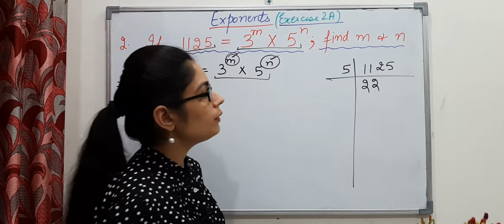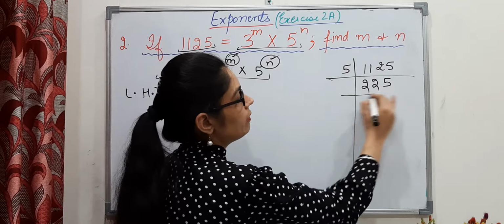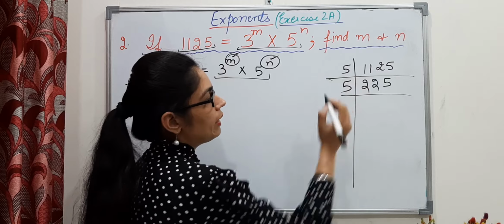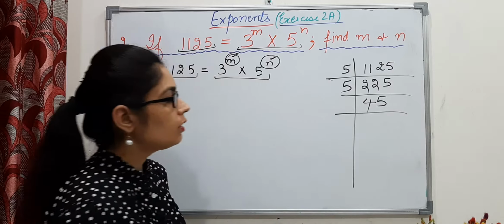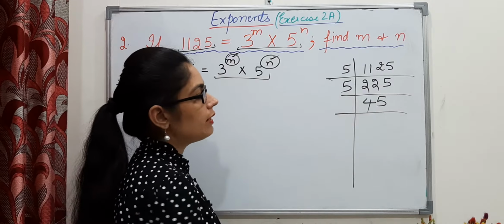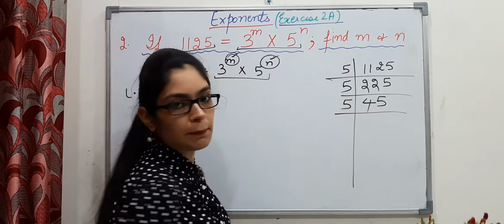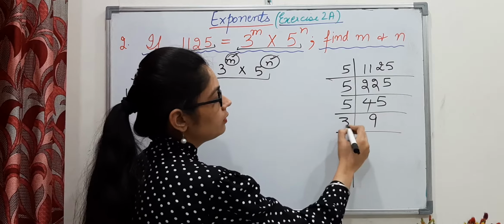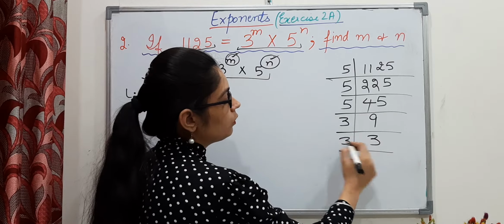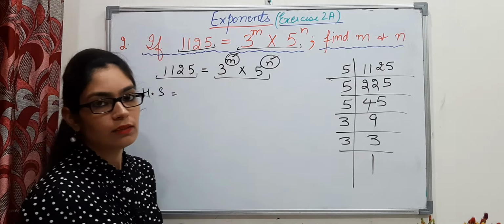again 5 into 2, 10, 5 into 5, 25, 5 into 4 is 20, 5 into 5, 45, then 45 again will go in 5's table. 5 into 9 is 45, 3 into 3 and 3 into 1. So these are the factors.